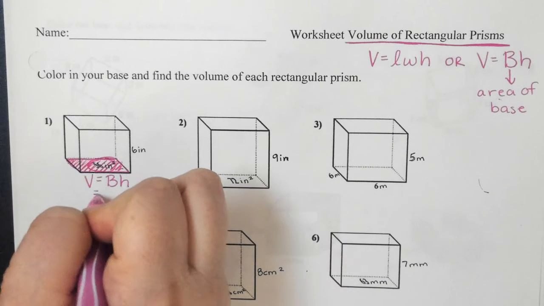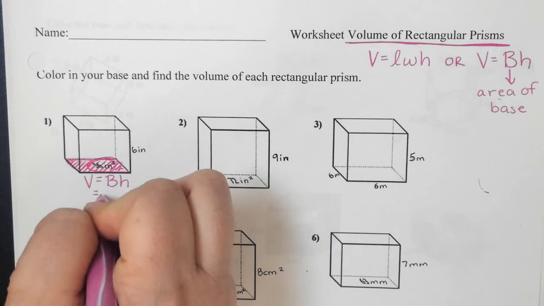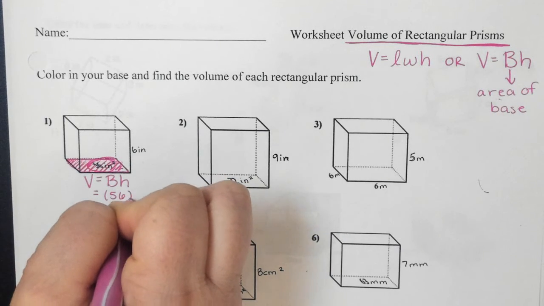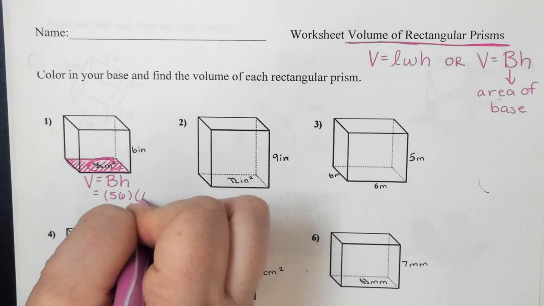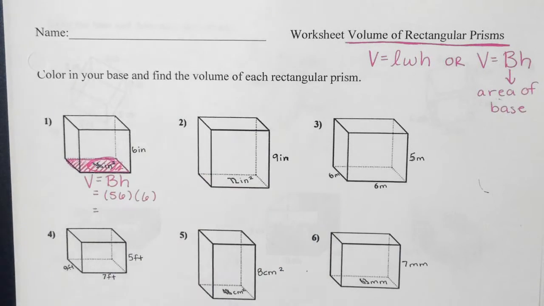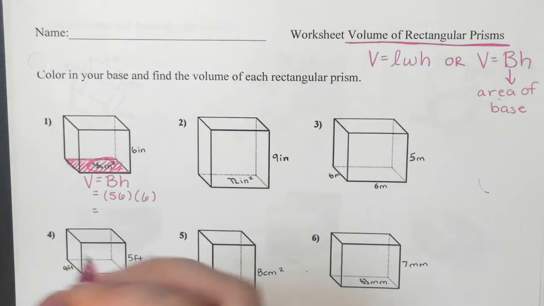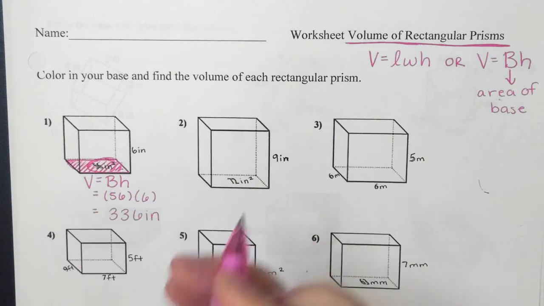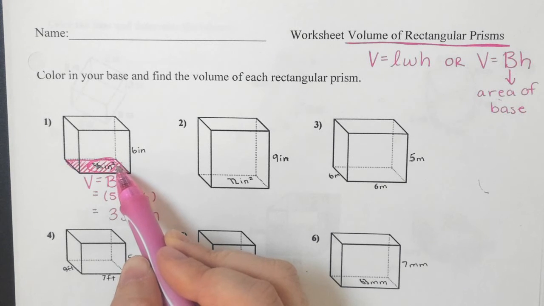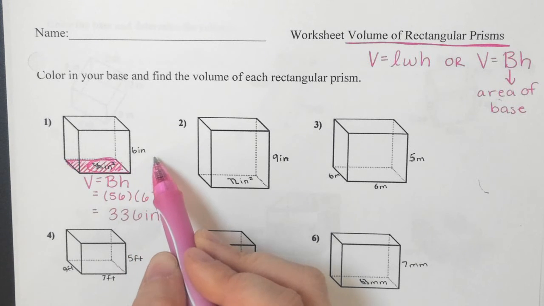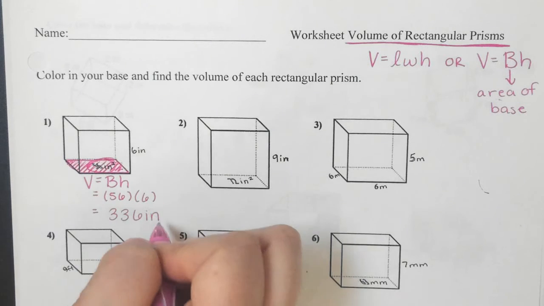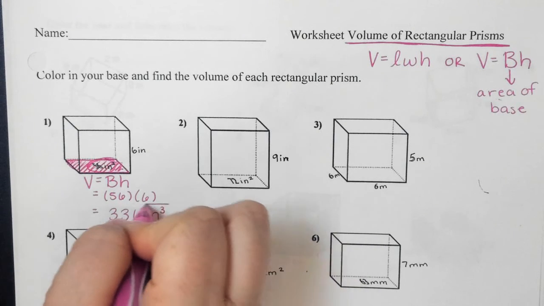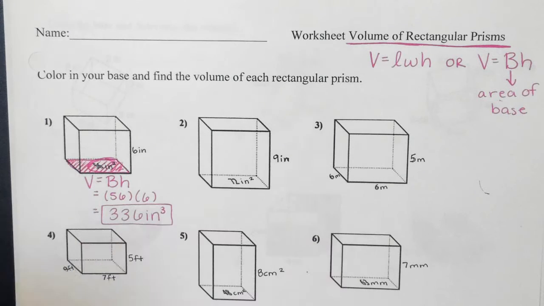So, what did we just say was our base? What did we color in? 56. And how tall is that prism? 6 inches. Okay. So now we're just going to type that into our calculator. When I type that into the calculator, what is it going to give me, Braden? 336. We're still going to put inches. Now I know this said inches squared, but then we multiplied it by 6 more inches because volume needs to be cubed. That's still going to be cubed with a 3.